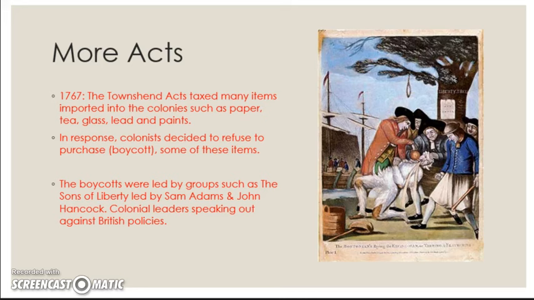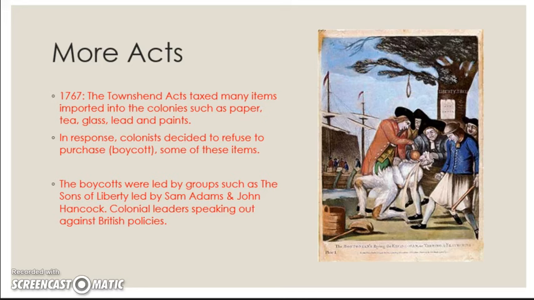In 1767, they passed what are called the Townshend Acts, which are more taxes on all kinds of imported goods, things like paper and tea and glass and paint. And as a response, the colonists are going to boycott these items. Boycott means you refuse to buy. You're not going to use that item anymore because you don't want to pay the tax.